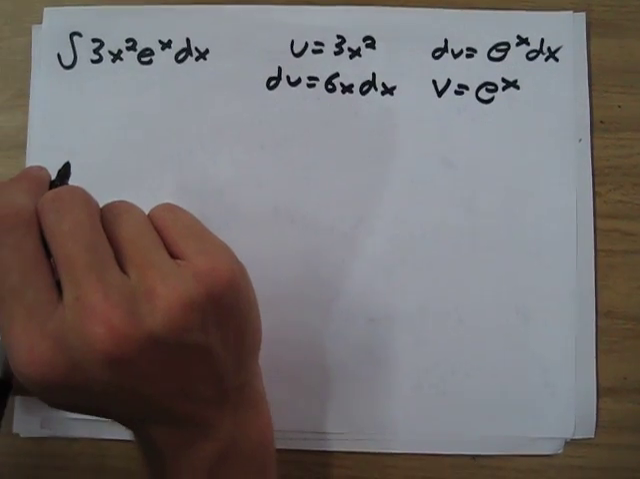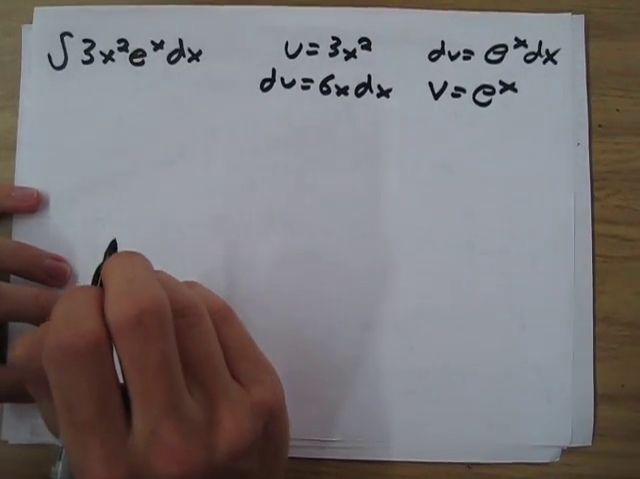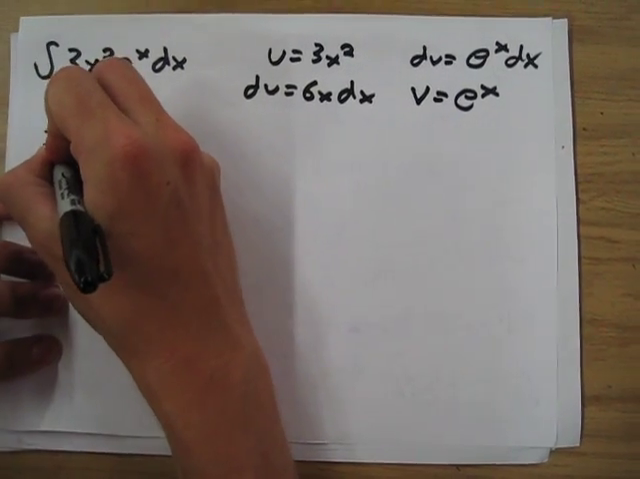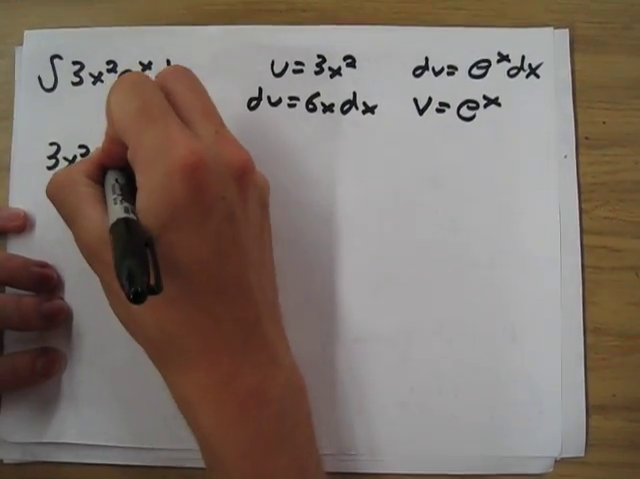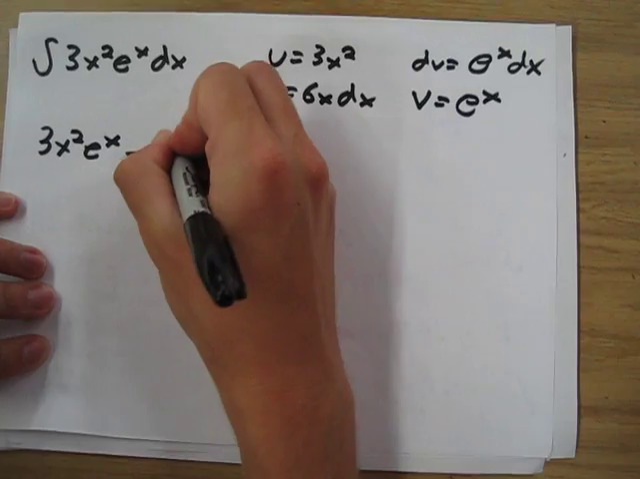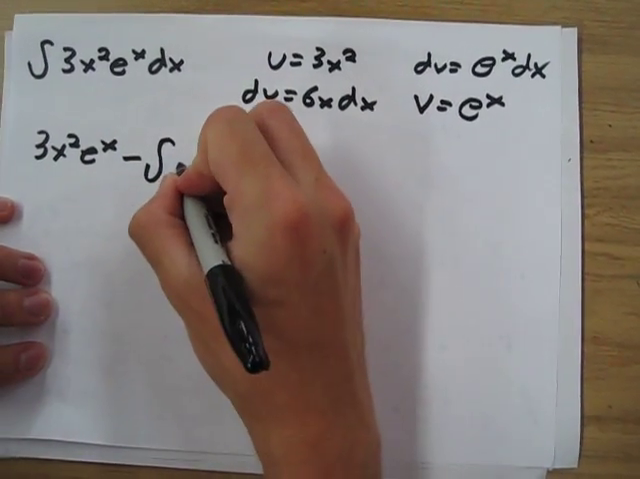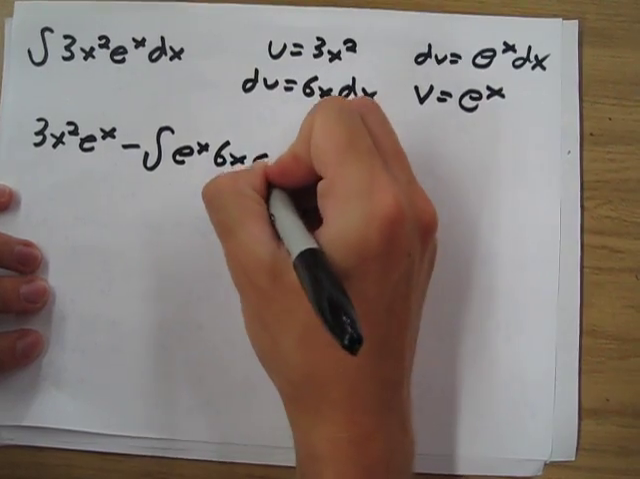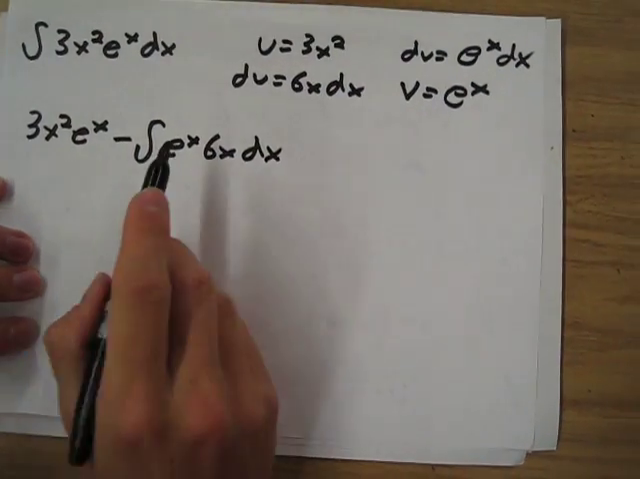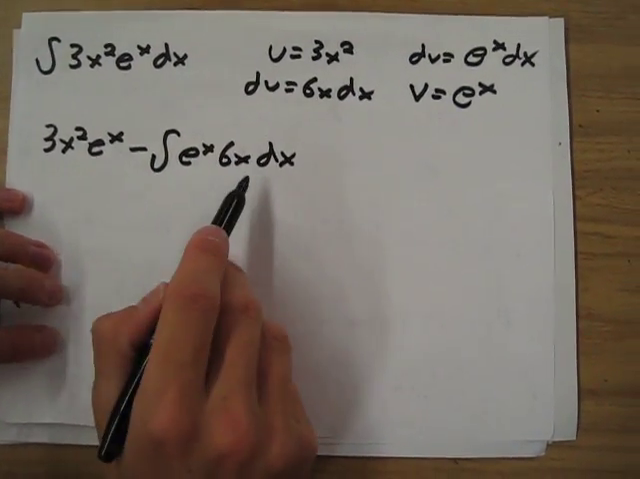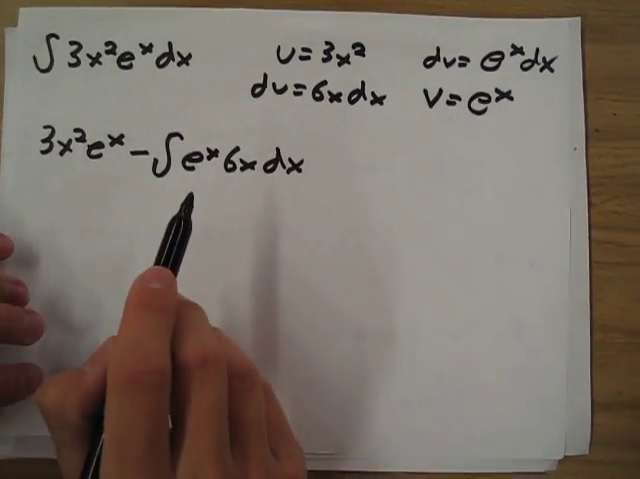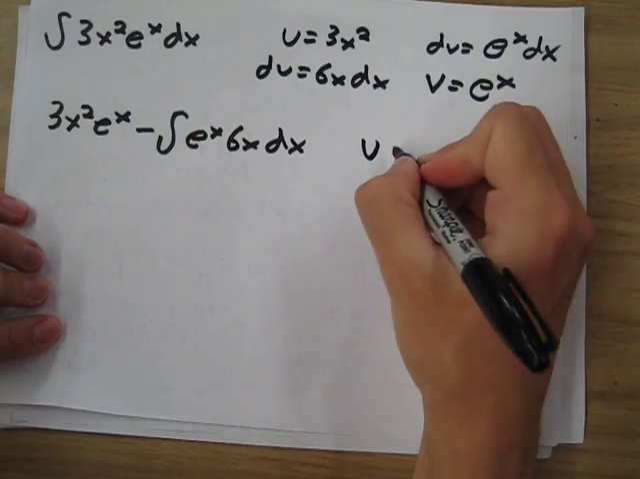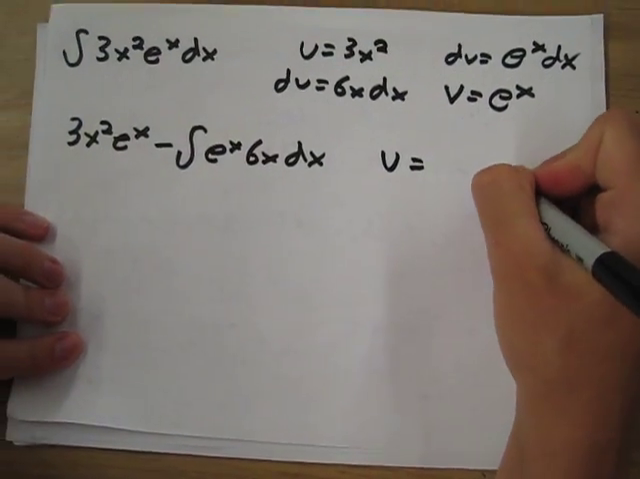So now we're going to apply that formula, uv minus the integral of v du. So u times v is going to leave us with 3x squared times e to the x minus the integral of e to the x times 6x dx. Now notice that this integral cannot be solved using anything other than integration by parts. So this is normal. We're just going to do integration by parts one more time on this problem.